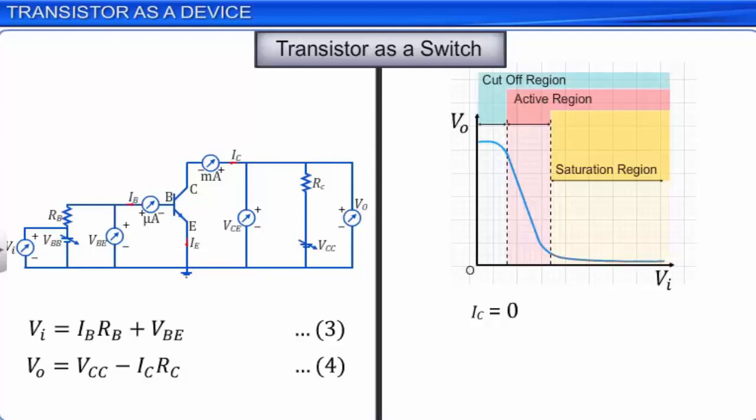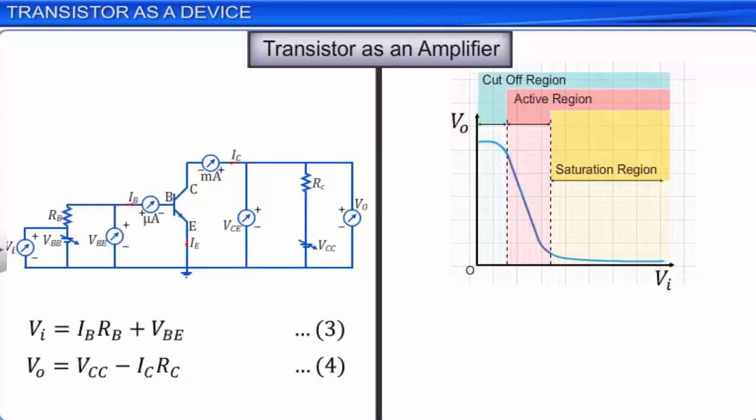Let us now discuss the transistor as an amplifier. To discuss the transistor as an amplifier, we use the active state of the transistor. In the active region of the transistor, the output voltage Vo decreases linearly with an increase in the input voltage Vi. If delta Vi and delta Vo are the small changes in the input voltage and the output voltage, then the ratio of the change in output voltage to the change in input voltage is called small signal voltage gain. That is, AV is equal to delta Vo by delta Vi.